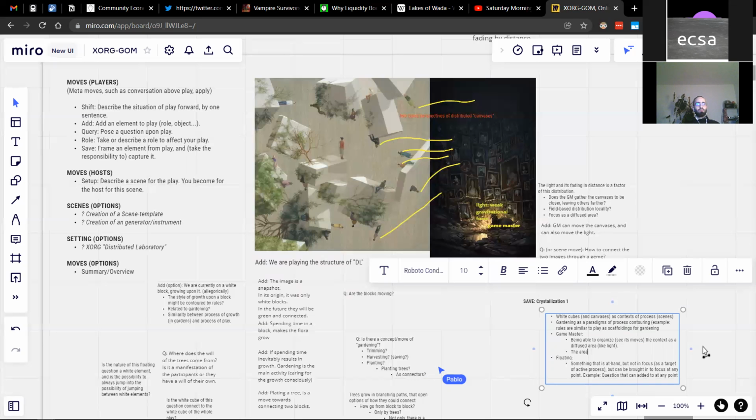The diffused area could be formed out of this, out of floating elements. Elements around the, let's say, the immediate context or the starting context.